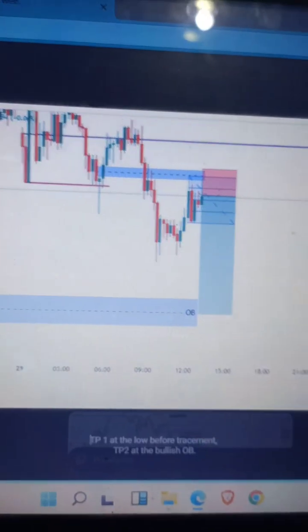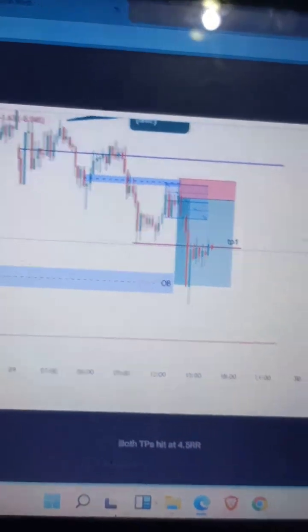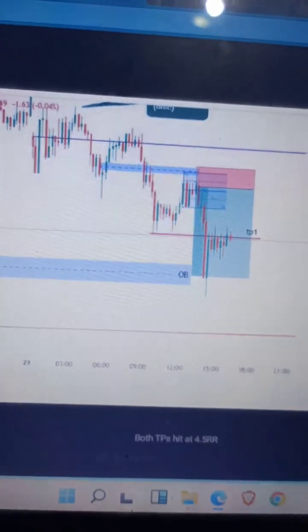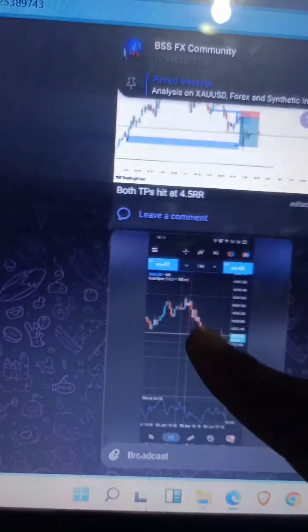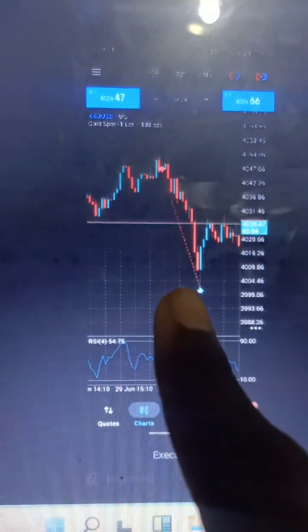So this was the entry, and this is now where we had a full TP getting there. So this was TP1, this liquidity resting below here was TP1, and then TP2 at that order block, and that is how we took this trade execution from here all the way to here.